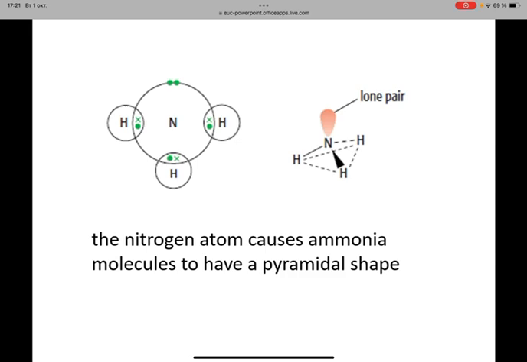The last shell of nitrogen has 5 electrons, 3 of which are bonded to hydrogen and 1 lone pair. The nitrogen atom causes ammonia molecules to have a pyramidal shape.